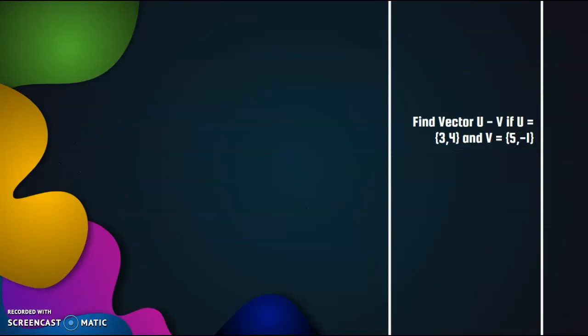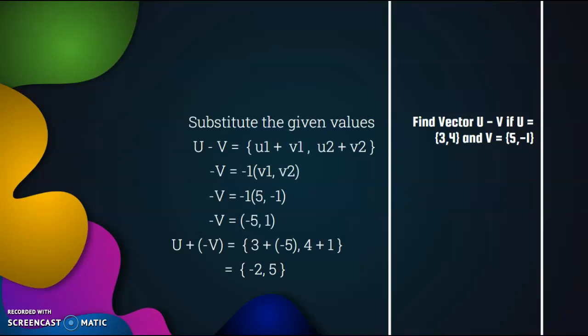This is an example, same coordinates, but u minus v. This question would be solved in the same way as u plus v. However, you need to find negative v first, and that is switching the positive and negative values of the coordinate. So instead of (5, -1), you have (-5, 1), and you input this into u plus negative v, and you get (-2, 5) as your subtraction vector.